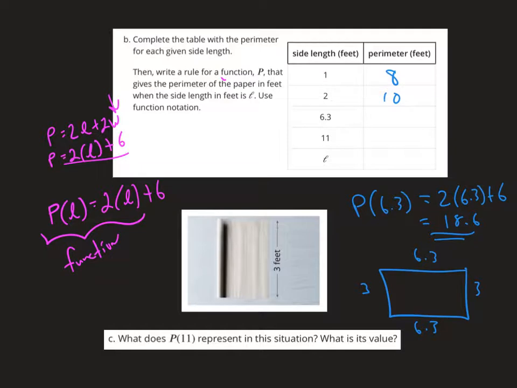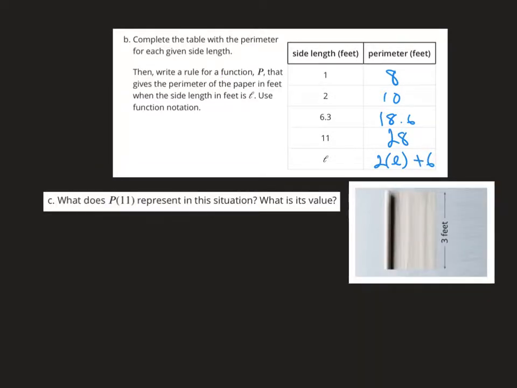Now again, either way you look at it, for 6.3, we could say P of 6.3 is 2 6.3s, which is 12.6, plus 6, which is 18.6, or we could go round robin of the picture. 6.3 plus 3 is 9.3, plus 3 is 12.3, plus the 6 is 18.6. So that's our 6.3 value, 18.6. 11, put 11 here, 11 here. 11 twice is 22, plus the 6 is 28. And of course for L, we're going to have 2 times L, or for our length, plus the 6.